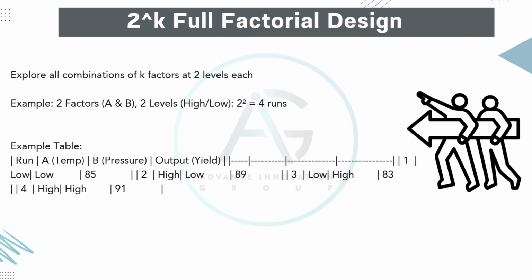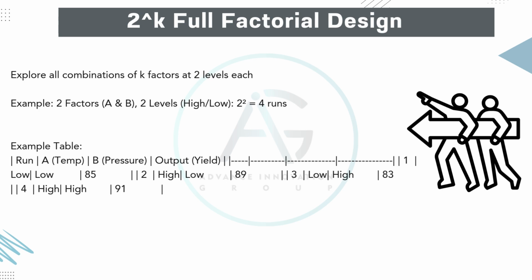This slide explains the concept of a 2 to the power of k full factorial design, one of the most fundamental experimental designs in DOE. We begin by exploring all combinations of k factors, with each factor tested at 2 levels, commonly high and low. The notation 2 to the power of k represents the total number of combinations or runs. For example, if we have 2 factors, A and B, each with 2 levels, the total runs would be 2 squared equals 4. The example table here shows how these combinations play out in an actual experiment.